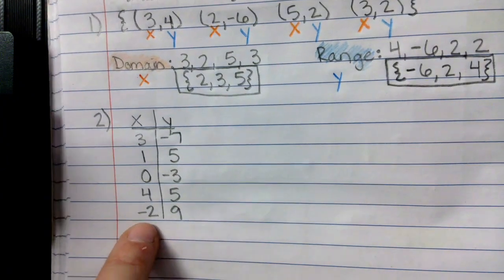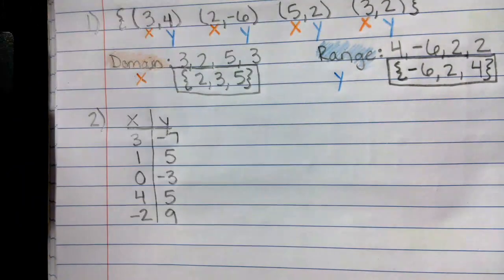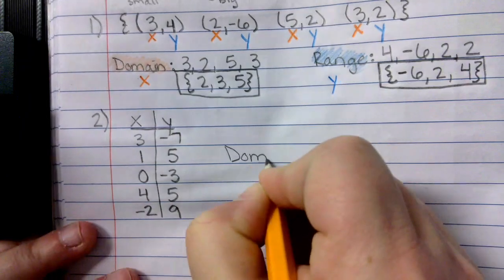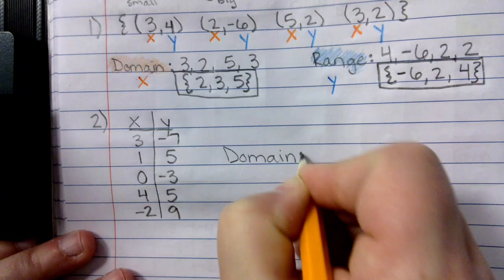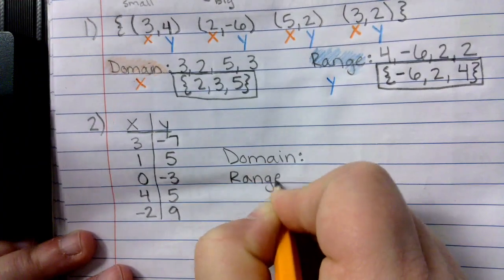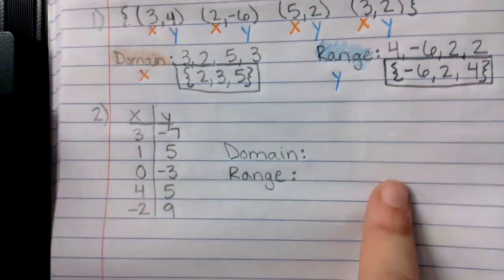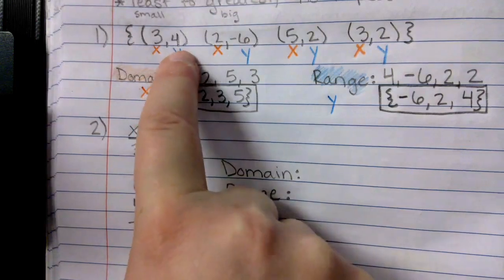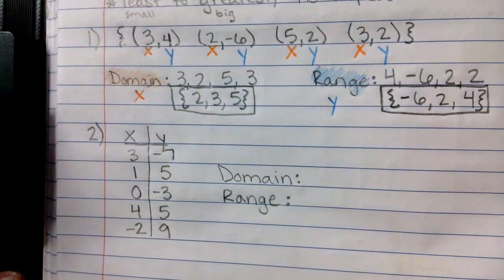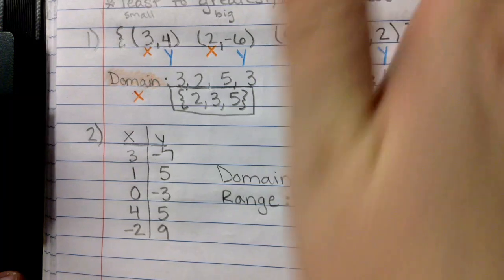All right, so for our domain, we're going to look at which part? X. So I'm going to take a look at this left side, and it's all already there for me. I'm just going to need to order it least to greatest, no repeats. And for my range, I'm going to look at y, which is all the right side. I just need to figure out how to order it least to greatest with no repeats.